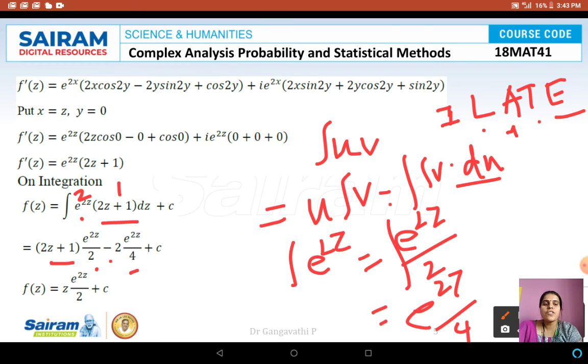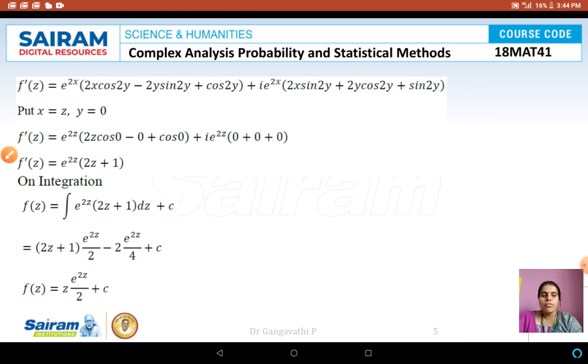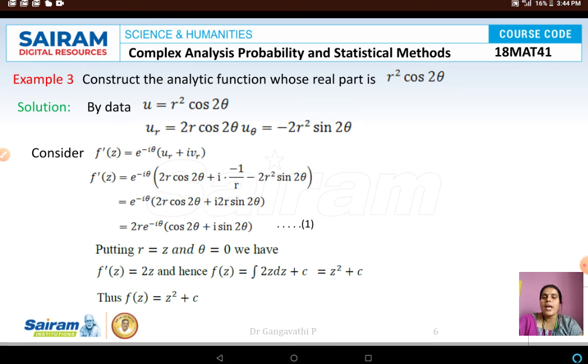So this is what we have written. And differentiation of the first function, that is 2z plus 1, gives you 2, and the constant of integration is as it is. So this is how you need to find, and on simplifying, f of z is equal to z plus e to the power of 2z by 2 plus constant of integration c. So that is how we need to find the integration by parts, and we have found our f dash of z.